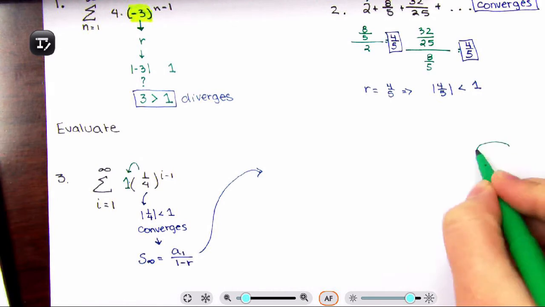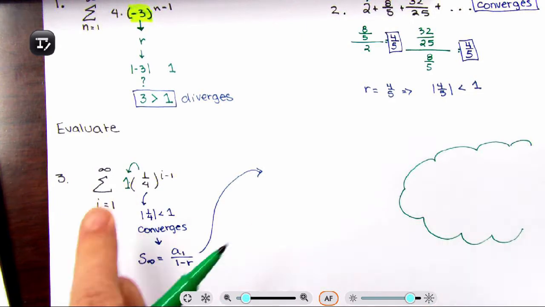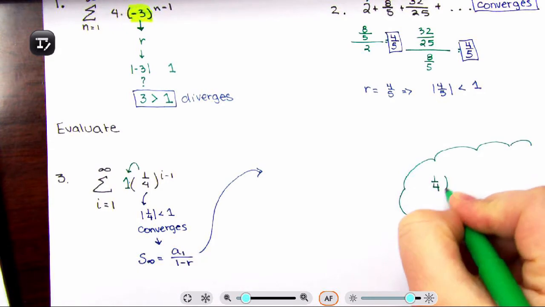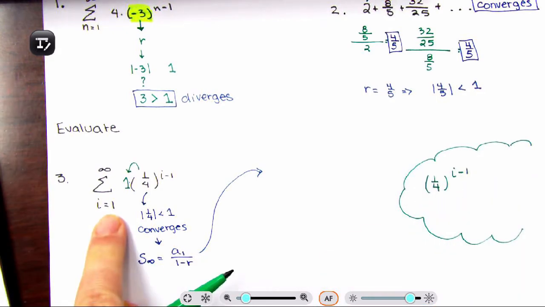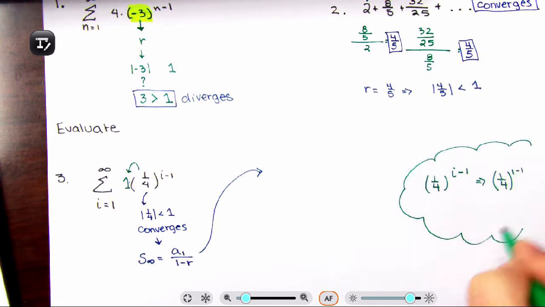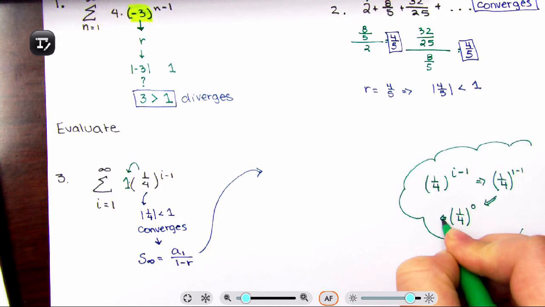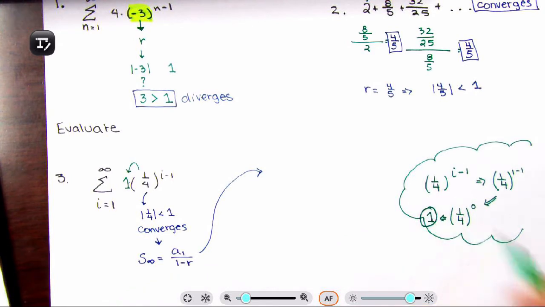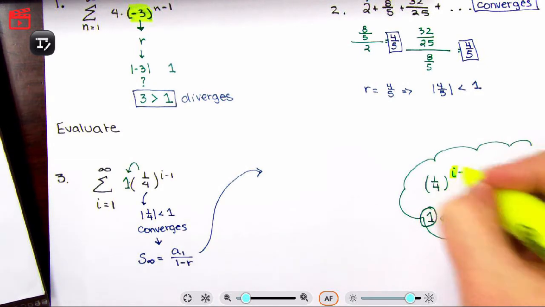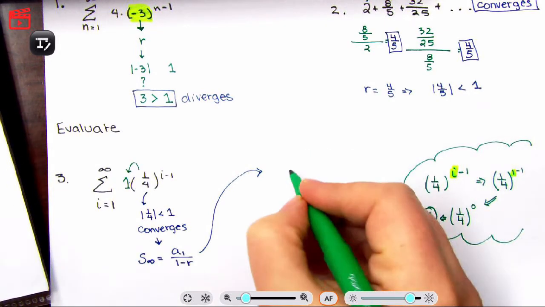I'm going to do a quick thinking bubble here. Let's say you don't remember the formula. How do you find the first term? All you have to do is take the lower limit and plug it in. So if I have 1/4 to the i minus 1, and our lower limit is 1, I would have 1/4 to the 1 minus 1 power. 1 minus 1 is 0, so that means I have 1/4 to the 0th power. Anything to the 0th power is 1. So again, if you're not sure how to use the formula to find the first term, just plug in the lower limit.